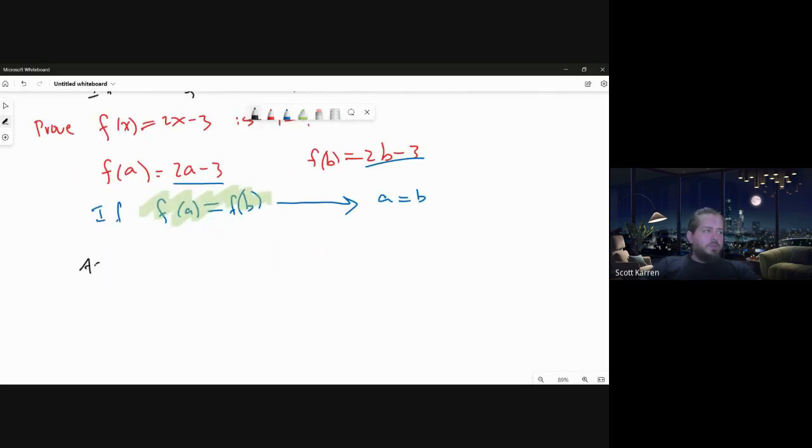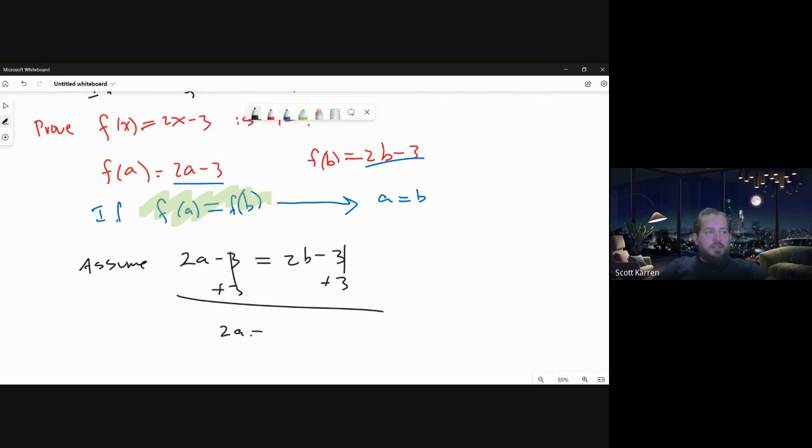So we assume that 2a minus 3, which is the function evaluated somewhere, I don't know where, just wherever that happens to be, is equal to 2b minus 3, which again is that equation evaluated anywhere. Pick a b, it doesn't matter. But if I can prove, and it should be obvious that it's true here, that a has to be equal to b, then of course this thing is one-to-one. And so I'll add 3 to both sides using the addition principle of equations. And that gives me 2a has to be then equal to 2b. And then, of course, if I divide each side by 2, I get a equals b.